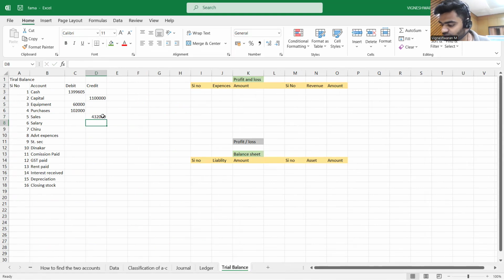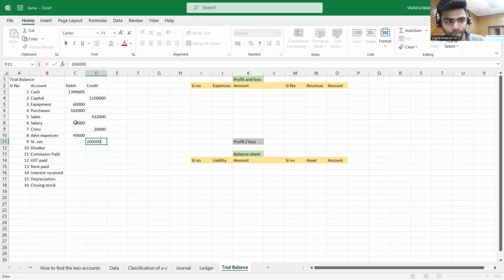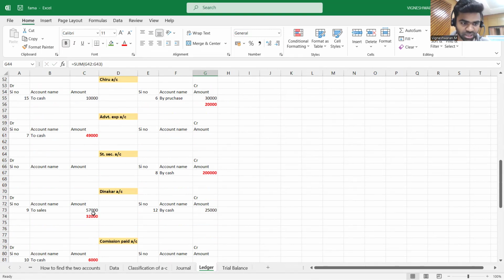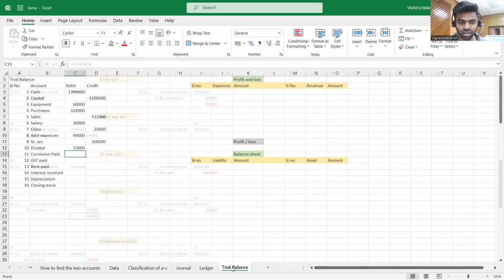Then for salary, 30,000 will be on the debit side. Then 20,000 in credit. Advertisement expenses 49,000. Short-term securities, it is 2 lakhs, that is on the credit side. For Dinakar, 32,000 is on the debit side. You can see these values. I'm just writing the values only.